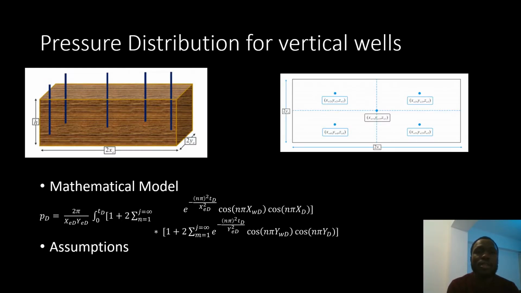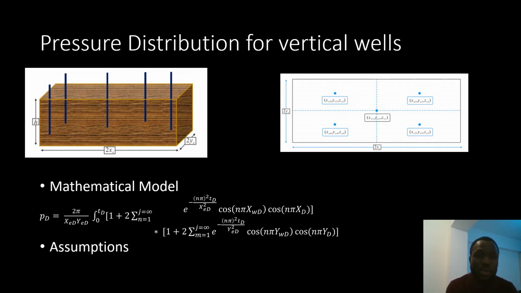The first part of our research focuses on pressure distribution for vertical wells. And on the diagrams shown on the slide are the coordinates of our vertical wells. The first part shows X, Y, and H, as we shall see in the next few slides how we apply these coordinates. And the diagram on the right is the top view, the location of our wells.